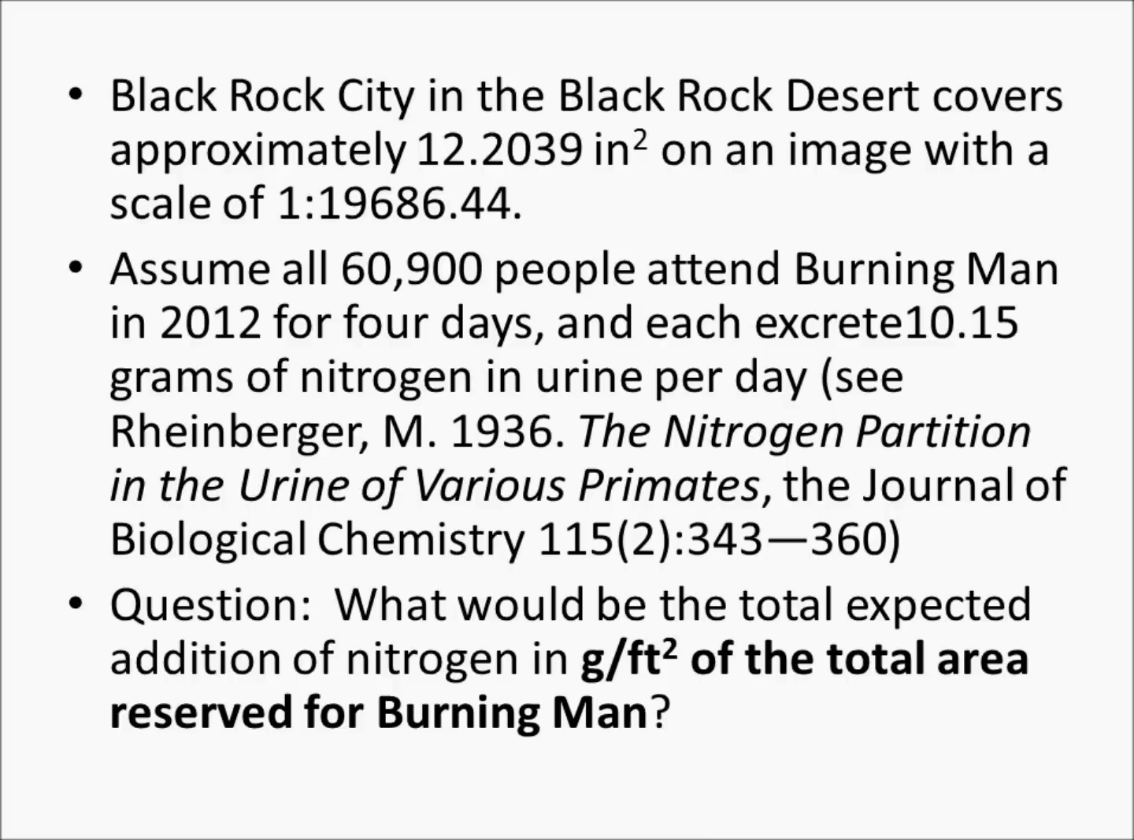And that each one is excreting about 10.15 grams of nitrogen in urine per day. Now there's a reference for that, it comes from 1936, and it's from a paper called The Nitrogen Partition in the Urine of Various Primates. Interesting study. The question that we want to ask ourselves is: what would be the total expected addition of nitrogen in grams per foot squared of the total area reserved for Burning Man?